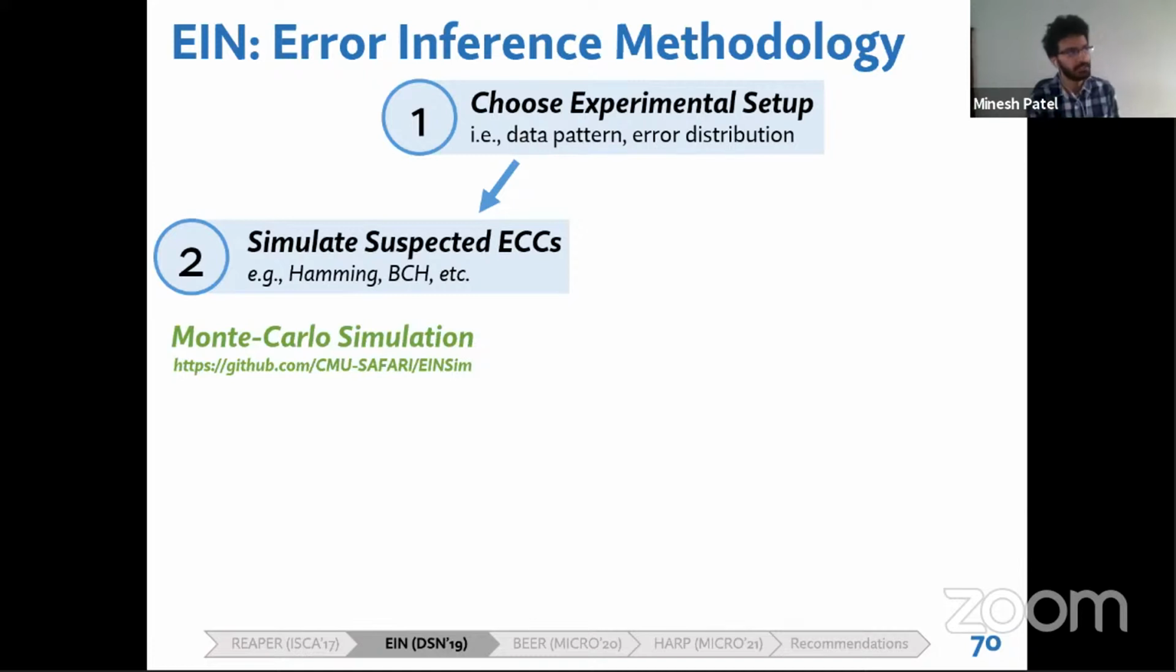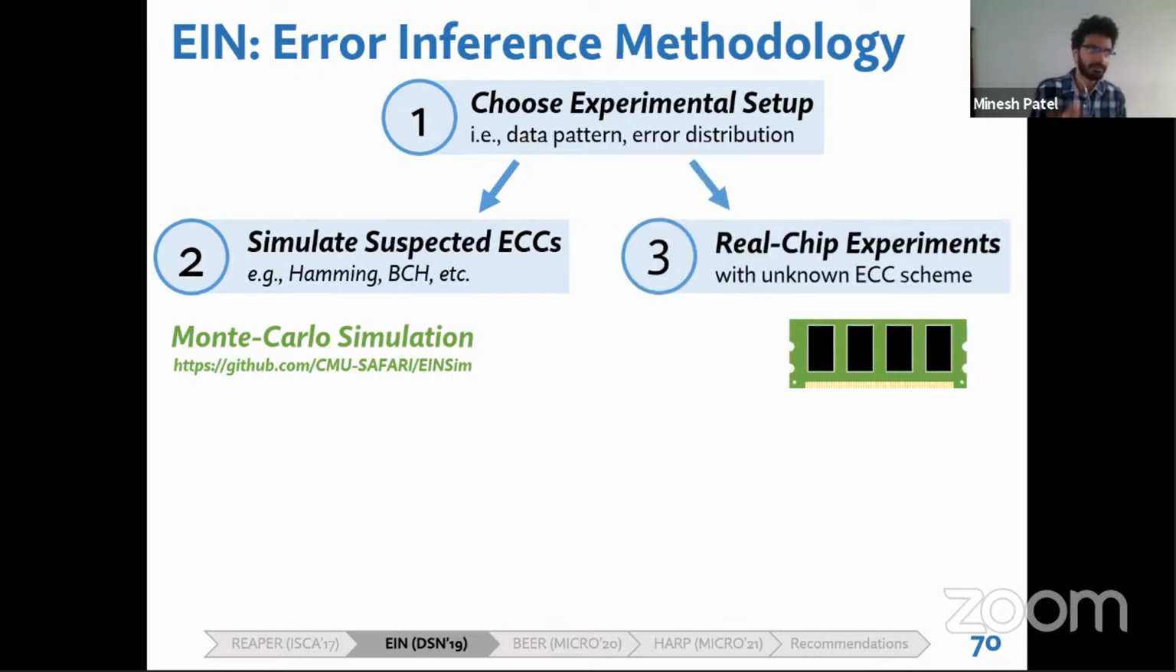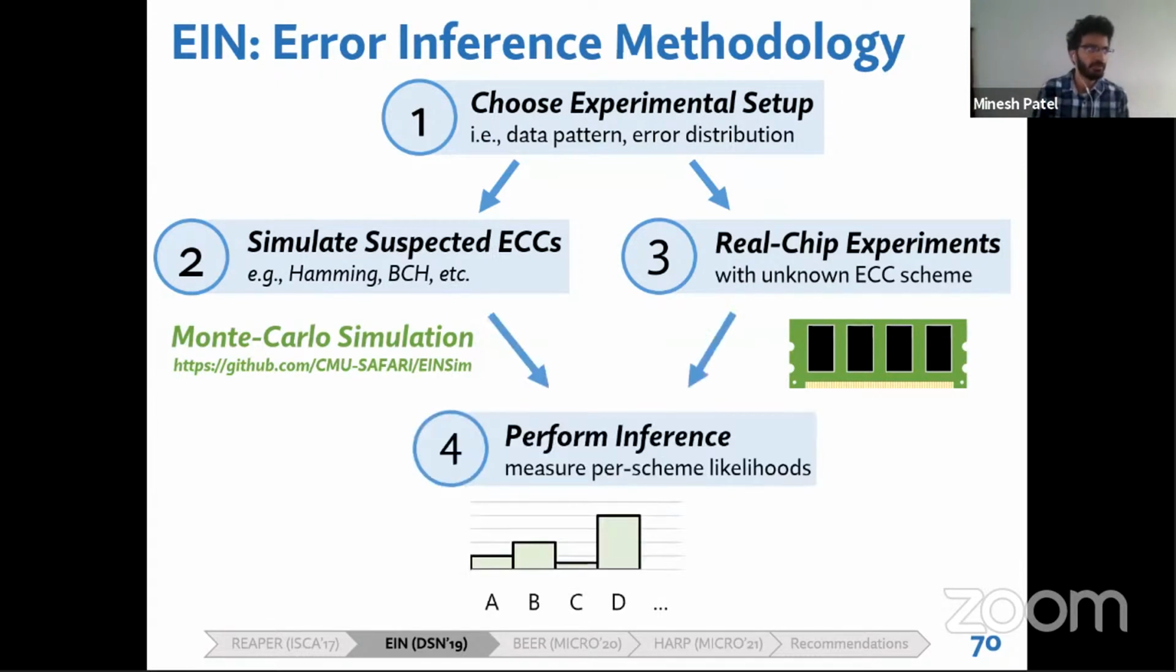So we actually evaluate this using Monte Carlo simulation, and we'll soon talk about EINSim, which is our tool for performing the simulation. The third step is to run the real chip experiments with the unknown ECC scheme. That's simply the experimental studies that we perform. And fourth, we look at the difference between 2 and 3 to perform inference. Here we measure the per-scheme likelihoods for each of the schemes we simulated in step 2. Based on this analysis, we'll observe the highest-likelihood scheme, which is essentially the most likely ECC scheme used in our device.